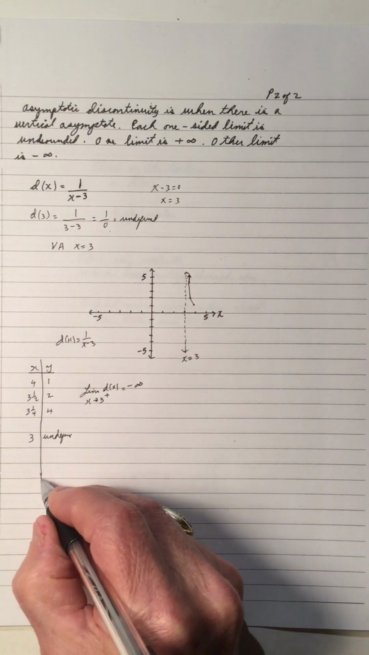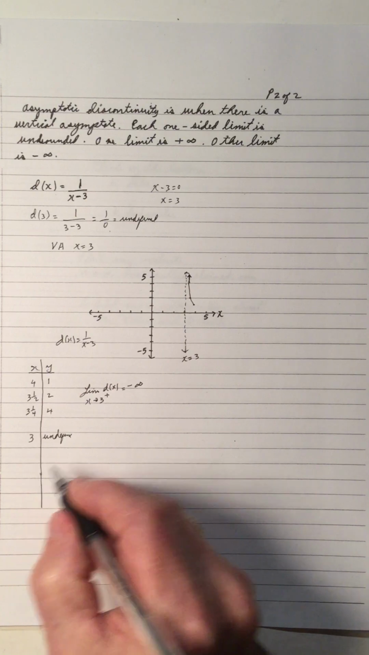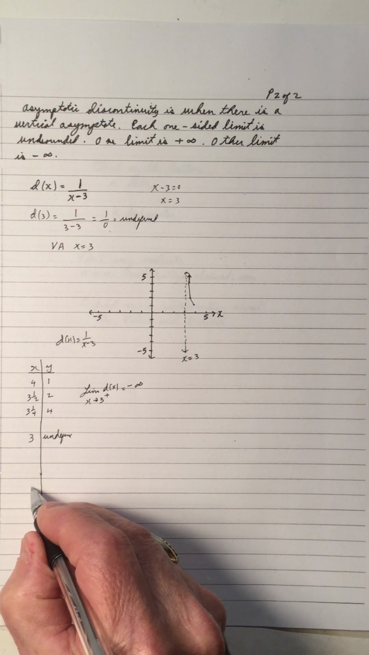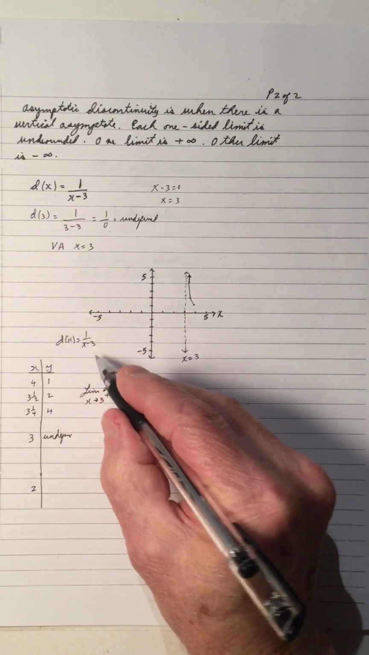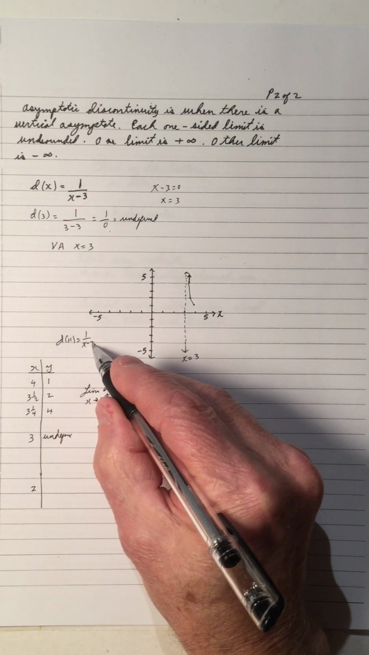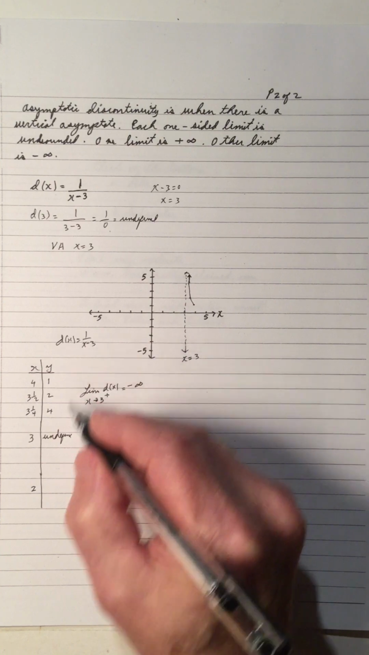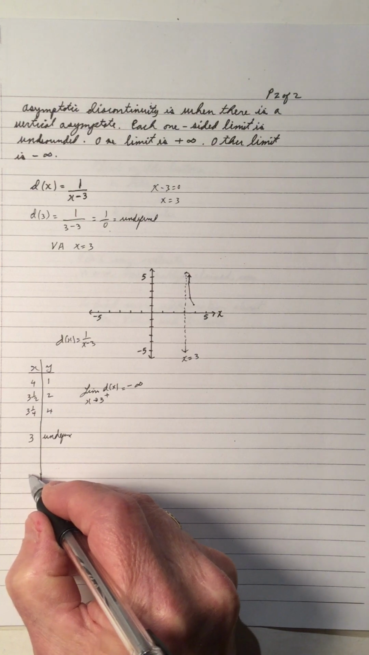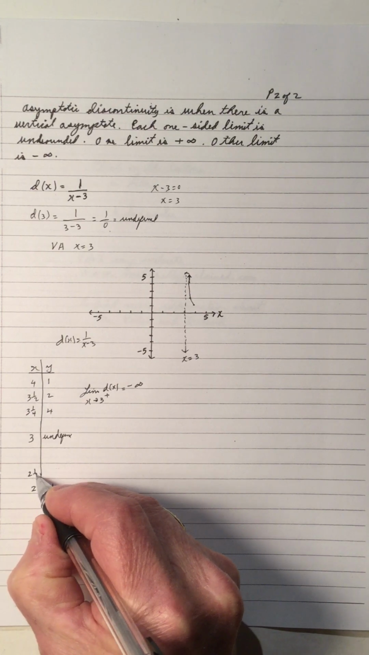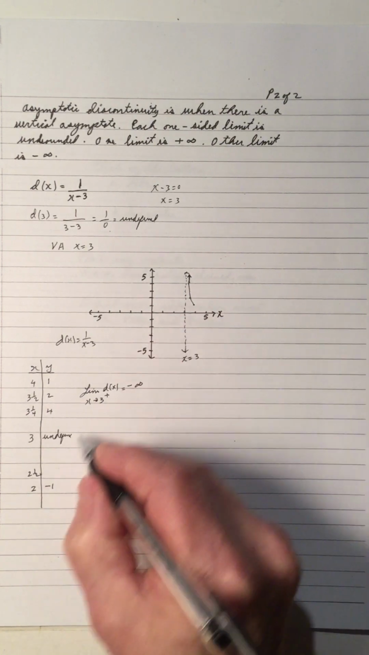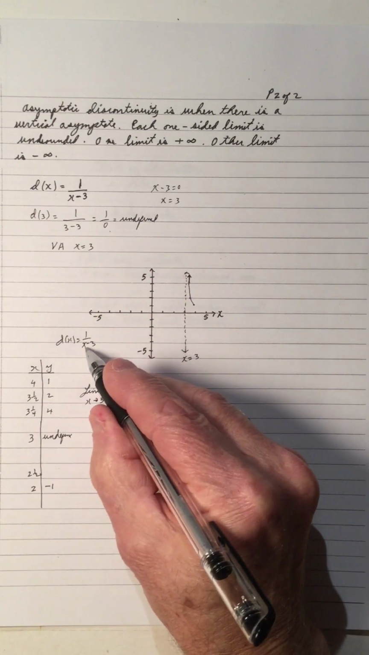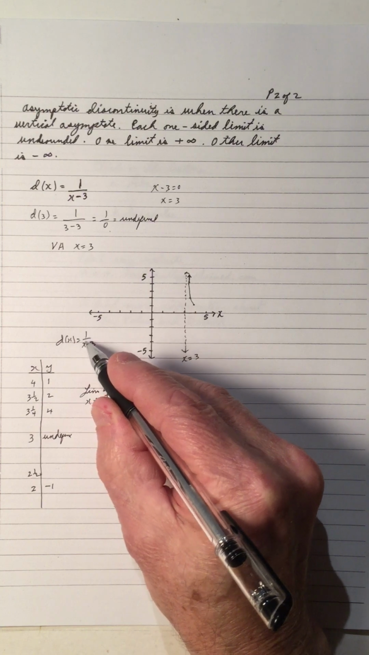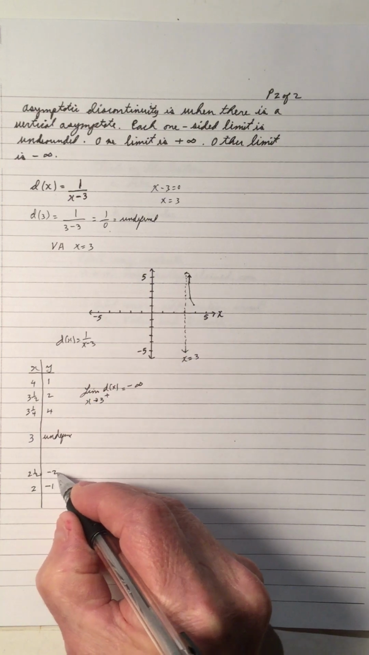Now let's do the table of values on the other side. We'll come in on this side from 2. Put a 2 in here. 2 minus 3 is negative 1. 1 divided by negative 1 is negative 1. Now we'll put 2.5 and get closer. 2.5 minus 3 is negative half. The reciprocal of a negative half is negative 2.